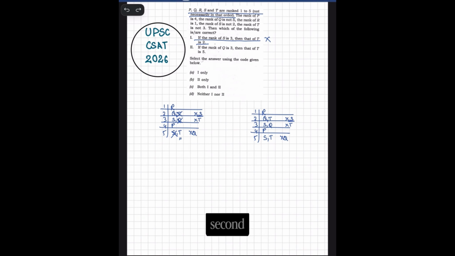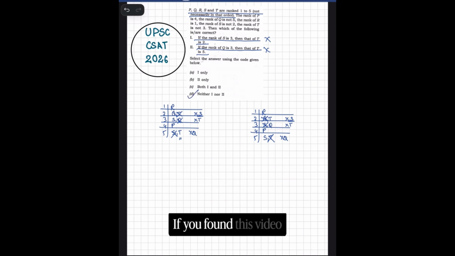Now let's read the second statement. If the rank of Q is 3, then that of T is 5. So in the second table, let's put Q in the third position. Now if we put Q in the third position, T will be in the second position and S will be in the fifth position. So statement 2 is also wrong, because if the rank of Q is 3, the rank of T is 2. So our answer is D, neither 1 nor 2.